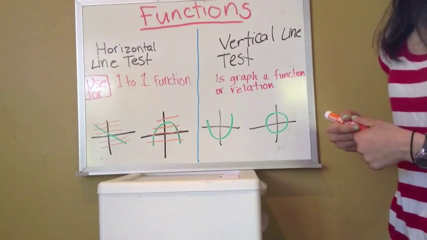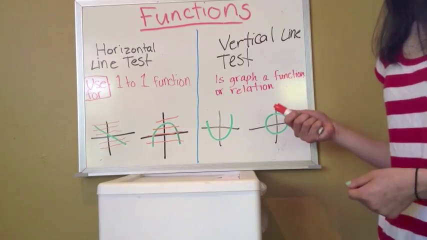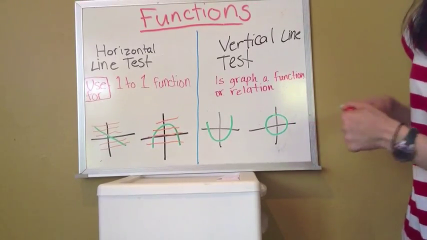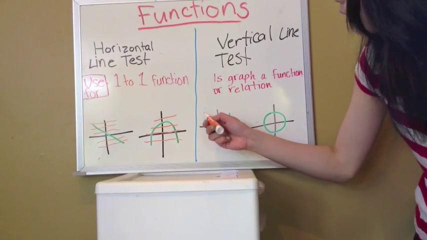And now, in order to determine if a graph is a function or not, we use something called the vertical line test. And if it passes the vertical line test, it's a function. If it does not pass the vertical line test, it's a relation. The vertical line test is exactly like the horizontal one, but it goes vertically.